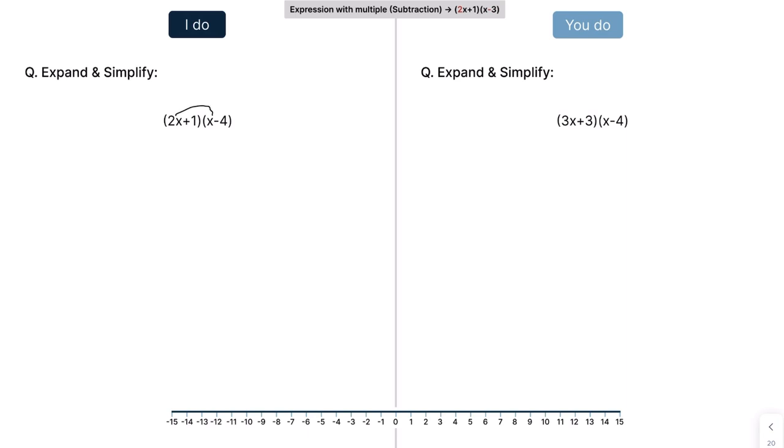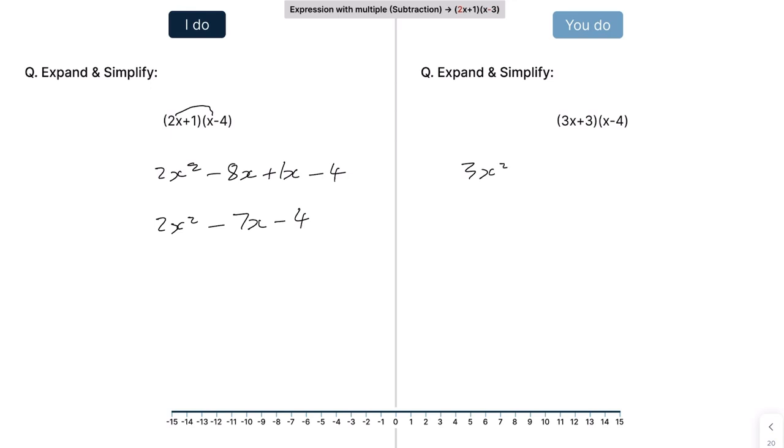Now with this one, exact same thing. So we have 2x squared minus 8x plus 1x minus 4. That's 2x squared minus 7x minus 4. Hopefully you've had a go at this one.